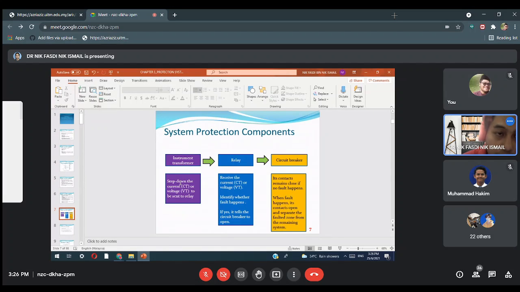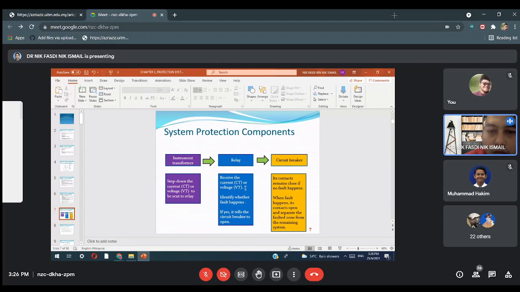Yes, during the fault the current is very high, it can be 1000 amps, kilo amps. So it needs to be stepped down to a lower value of current for measurement. So 5 amp, usually less than 5 amp. So this is the function of the current transformer. The voltage transformer is the same, it steps down the voltage. Then it goes to the relay.